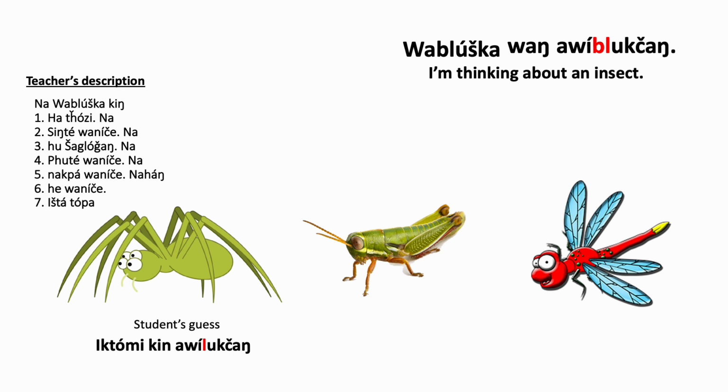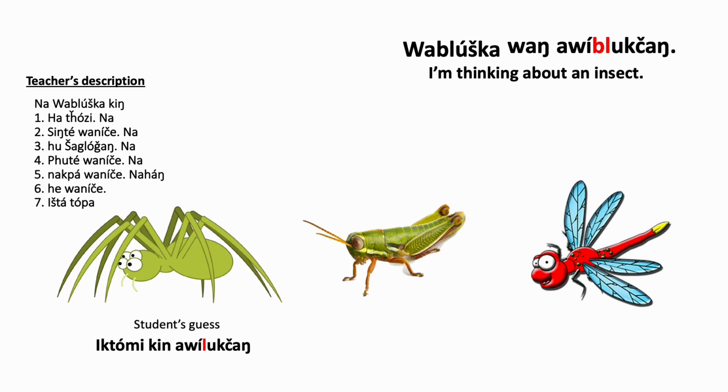Sinte waniche. Okay, it doesn't have a tail. Na hu shaglocha. So that should be the clue right there, because the grasshopper has 6 legs. And we know the spider has 8. So hu shaglocha. Na pute waniche, na nakpa waniche, na he waniche. And he waniche is just kind of, you can say stuff like that. It could be funny for them.